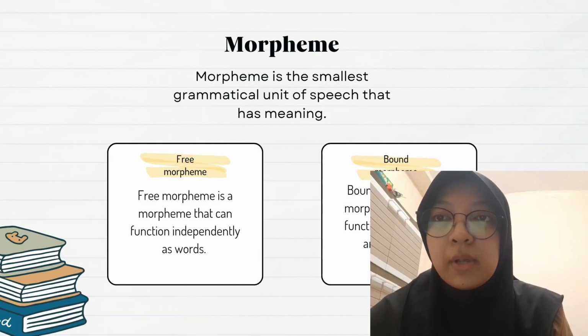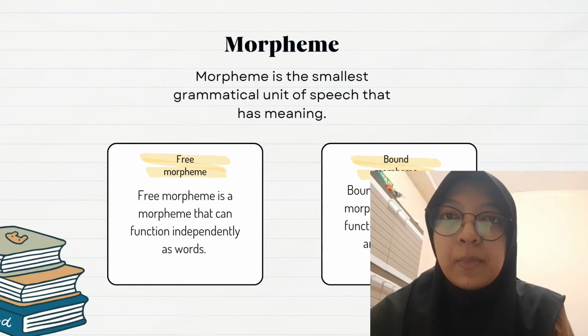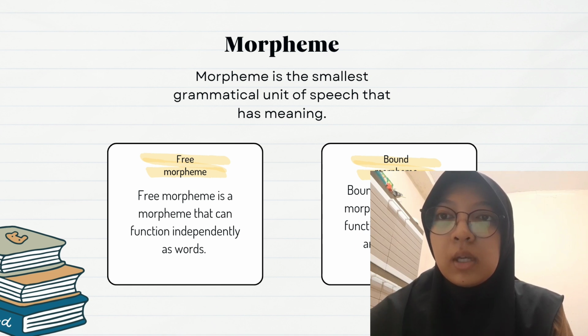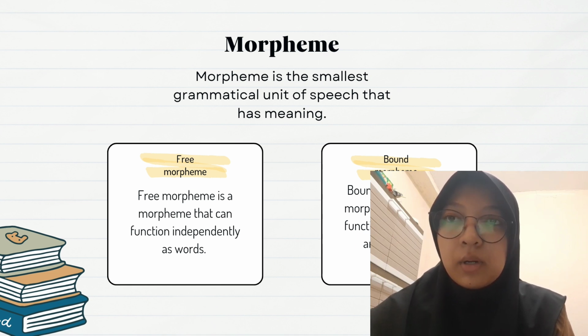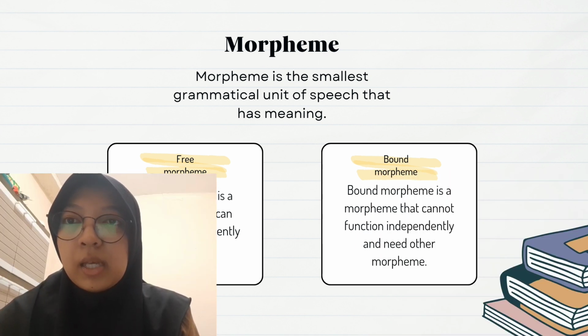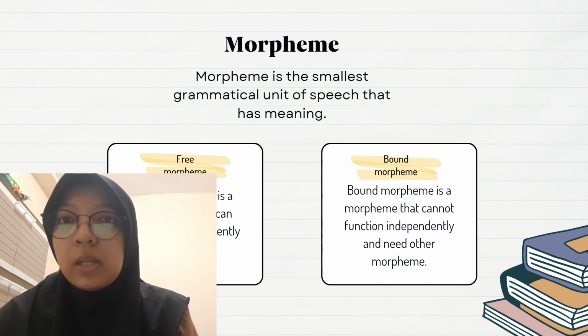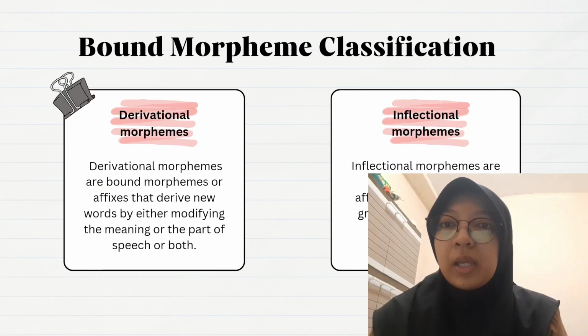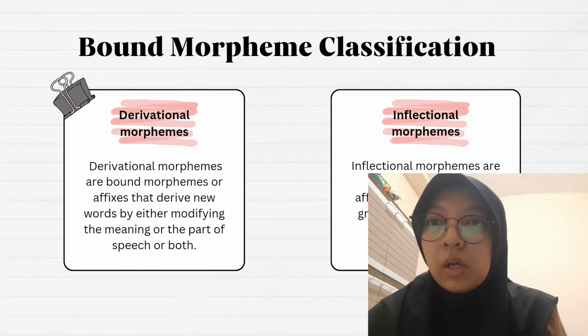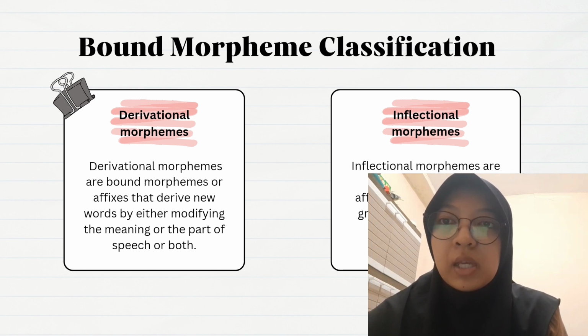Morpheme. A free morpheme is a morpheme that can function independently as a word, for example, cat, apple, etc. A bound morpheme is a morpheme that cannot function independently and needs other morphemes. Bound morphemes can be classified into 1. Derivational morphemes and 2. Inflectional morphemes.